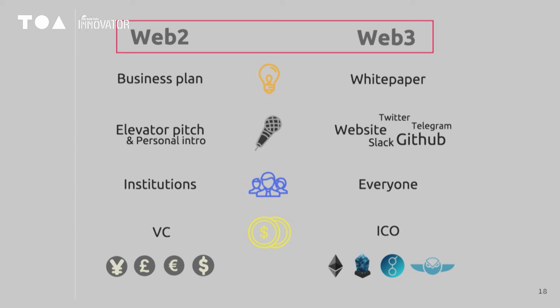Now, in the Web 3, what has become a standard for blockchain-based projects, you write a technical white paper, it's usually very technical, and you publish it on your website, you communicate over various Web 2 social media channels and with other developers, with potential investors. Your audience is everyone. You issue a token and get money for it.